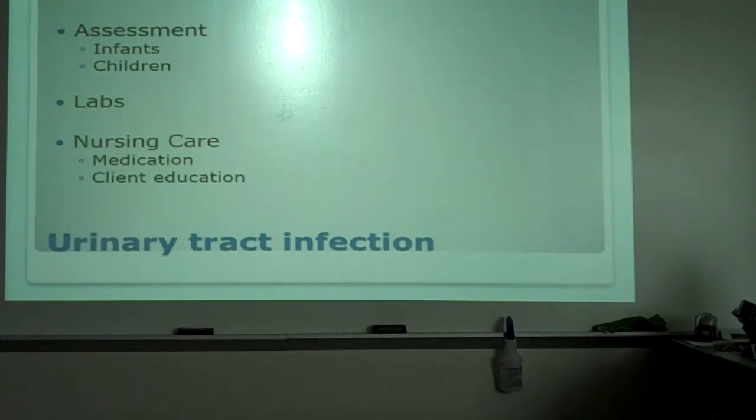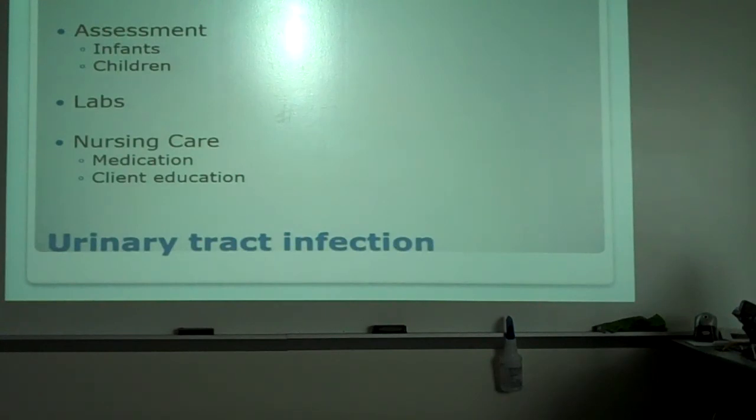Making sure you're taking in plenty of fluids on a daily basis. No bubble baths. Frequent voiding, so you're not holding that urine in for 8 hours. We're voiding frequently. And what about sexual activity? What do we tell our females? They should void before and after sex, but definitely after sex, okay, to help get some of those organisms away from the area that may have gotten there during sexual intercourse.